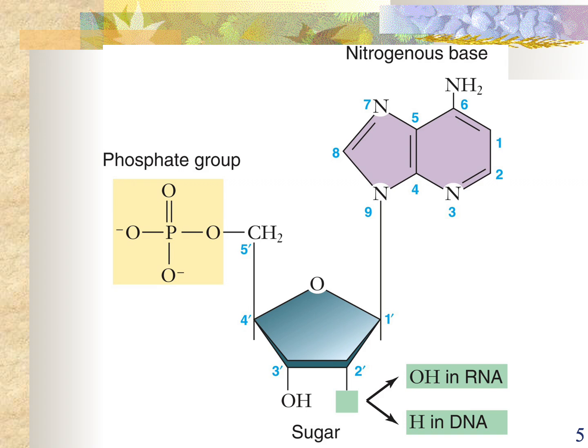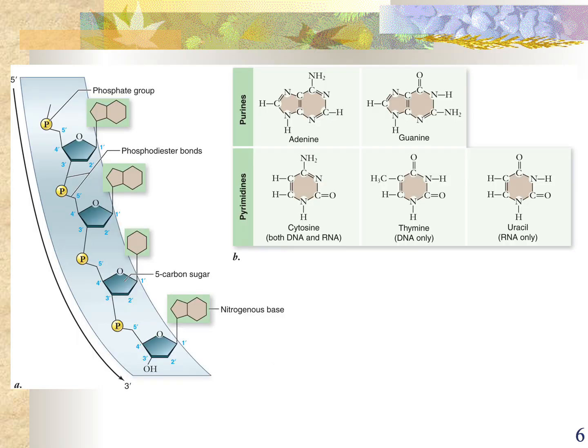Then there are 4 different nitrogen-containing bases in DNA and in RNA with only slight differences. In DNA, you have adenine, guanine, cytosine, and thymine. In RNA, uracil replaces thymine. Otherwise, the other 3 bases are the same. Here's a single-sided nucleic acid chain showing the nitrogen bases exposed on one side and then the sugar-phosphate backbone linked together.